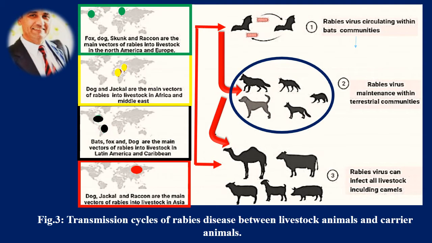The third one, when foxes and dogs are the main vectors of rabies into livestock in Latin American and Caribbean countries. The fourth one, when rabies virus can infect all livestock animals including camels, where dogs, jackals, and raccoons are the main vectors of rabies into livestock in Asia and Africa.